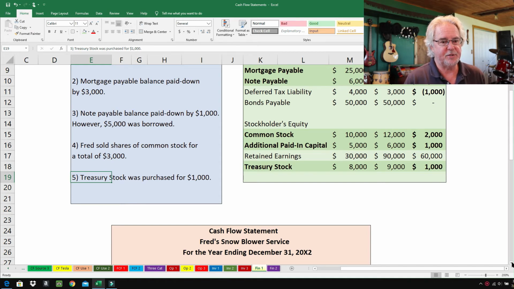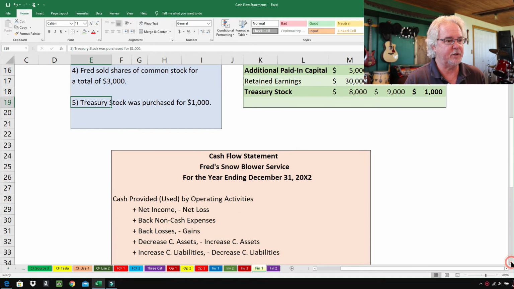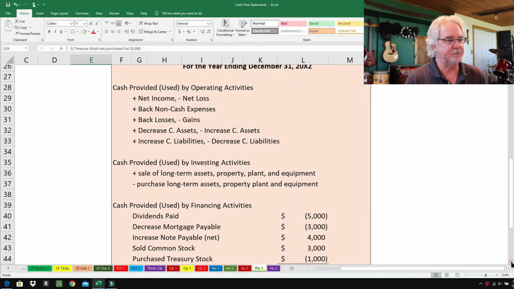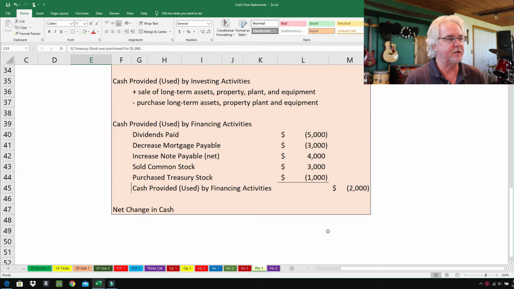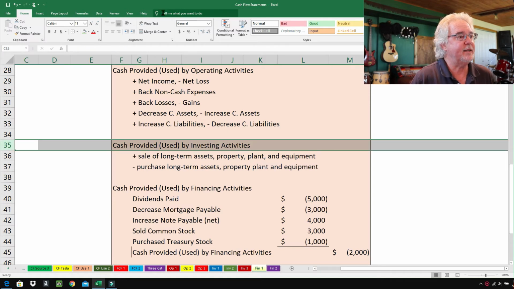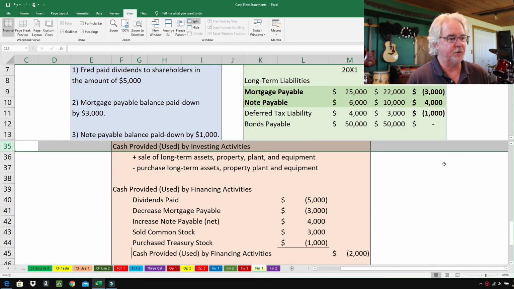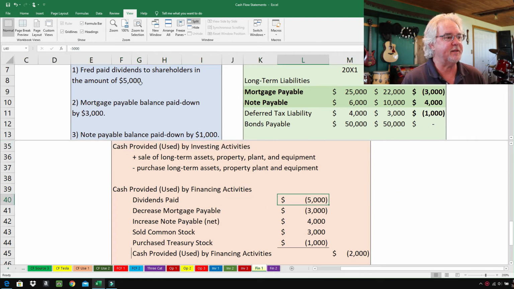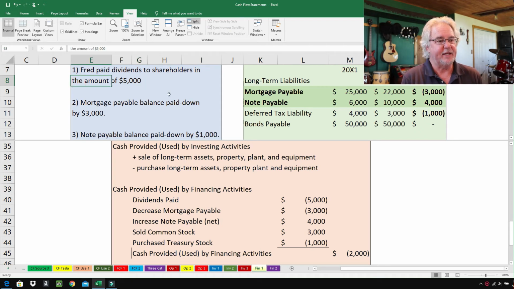So let's come down to the cash flow statement. So here we go. We're not doing the operating section. We're not doing the investing section. We are just doing the financing section. That is it. And I'm going to split the screen so we can see what is going on. So here we go, folks. So cash provided by financing activities, dividends paid were $5,000. Where did we get that? We got that from note number 1. And if you're wondering where we got note number 1, it would have come off the statement of changes in retained earnings.